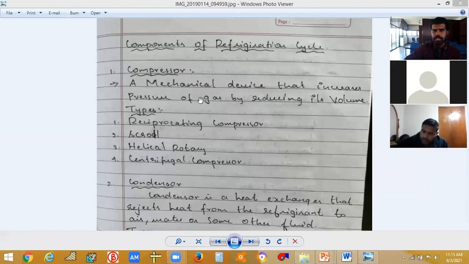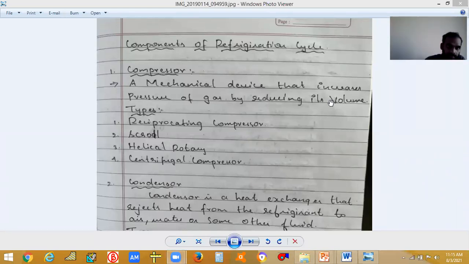Mechanical device that increases pressure of gas by reducing its volume. Types are reciprocating, scroll, helical, rotary, and centrifugal compressors.